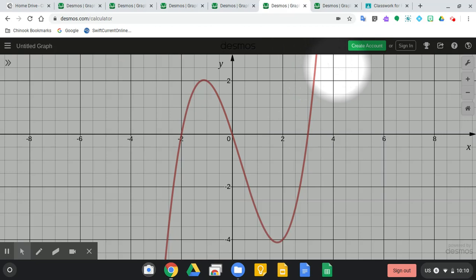And I've already answered the range question. Does it go down forever? Yeah, I said that this continues down forever. And does it go up forever? Yeah, that one continues up forever. So our range is also all real numbers.